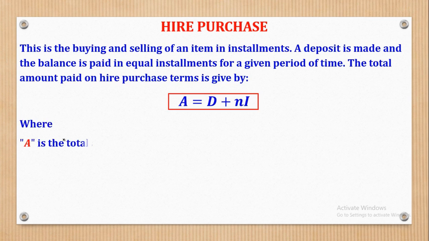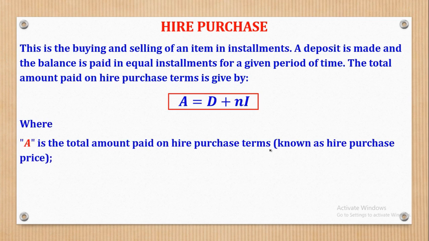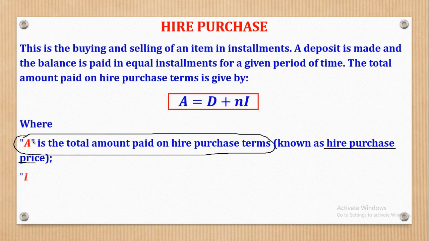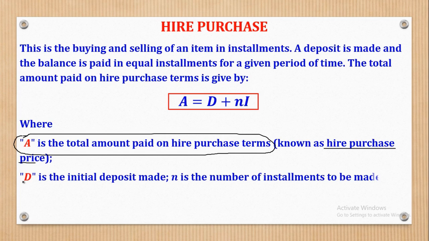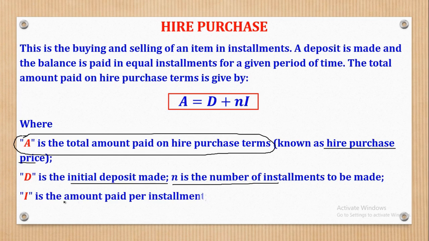A is the total amount paid on hire purchase terms and is known as the hire purchase price. We shall be using this word commonly. So hire purchase price is the total amount paid on hire purchase terms. What about capital D? Capital D is the initial deposit made, and N is the number of installments to be made. And I is the amount paid per installment. So note that I is the amount paid per installment, A is the total amount paid on hire purchase terms, D is the initial deposit, and N is the number of installments made.